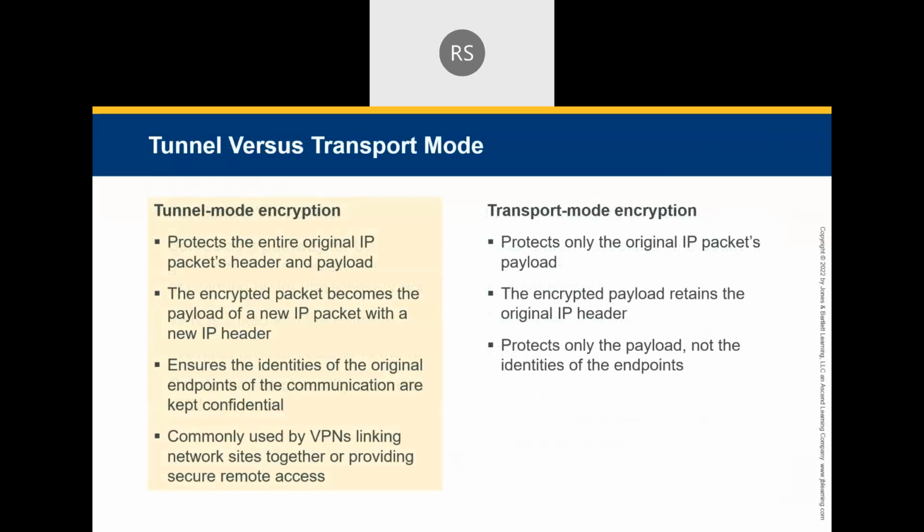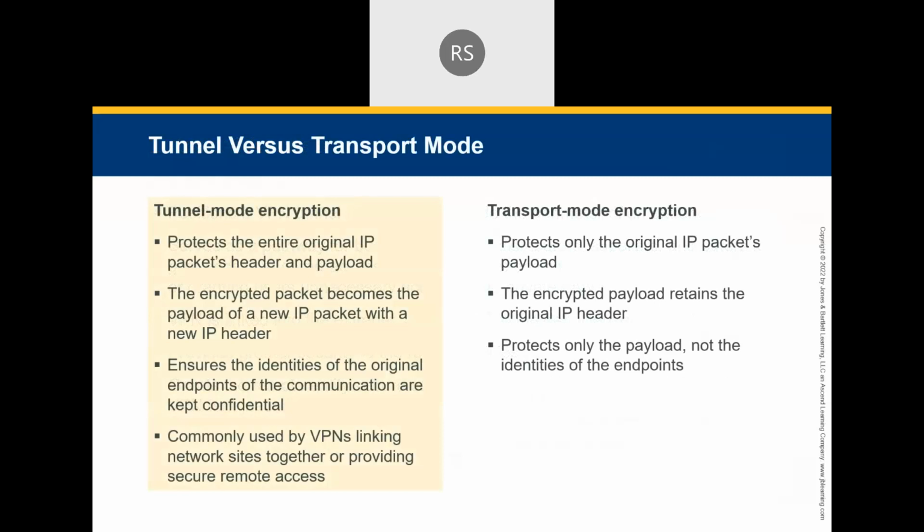So, tunnel mode encryption. This protects the entire original IP packet, header and payload. The encrypted packet becomes the payload of a new IP packet with a new IP header. This assures that the identities of the original communication endpoints are kept confidential. And this is something that's frequently employed by VPNs linking network sites or providing secure remote access.